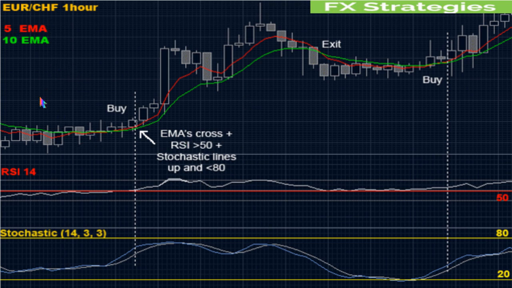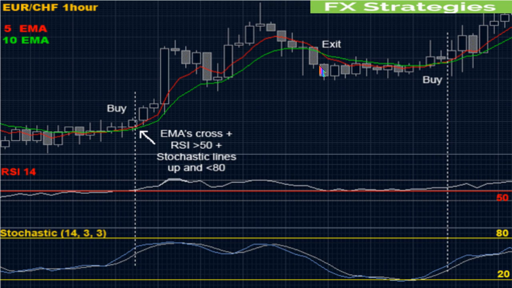You just follow those. When the short EMA goes above the long EMA, your RSI is above 50, is above half, and your stochastic lines are in the safe zone and they're pulling up. That's it. When you have all three of those, that is a good buy confirmation right there.